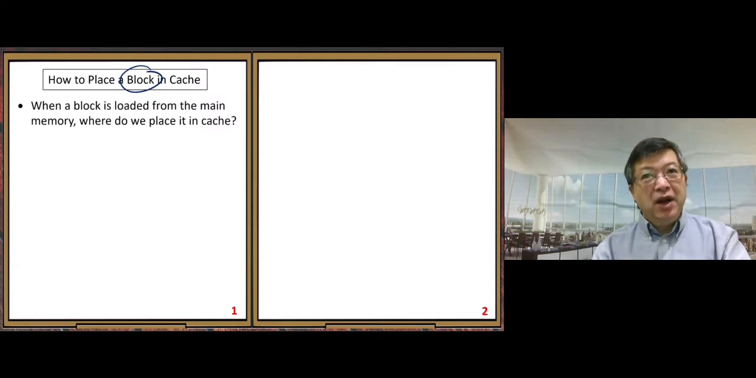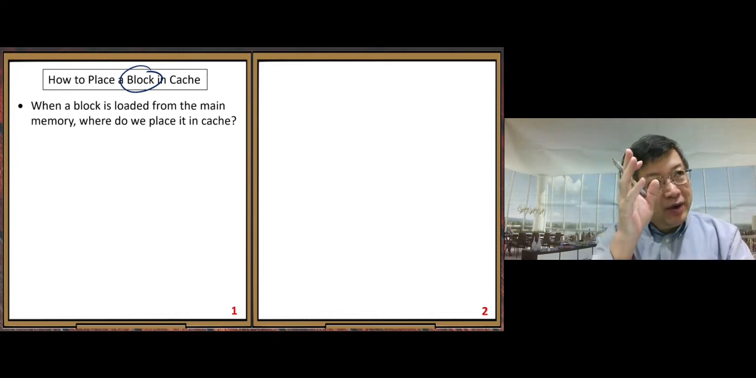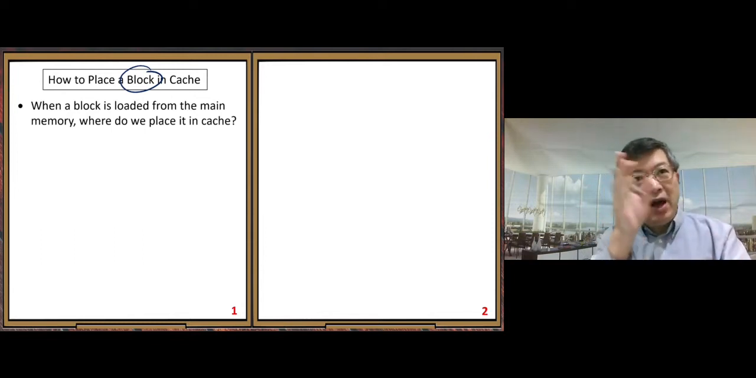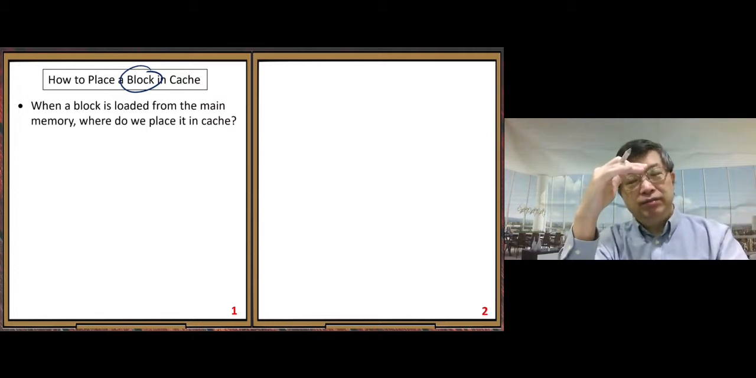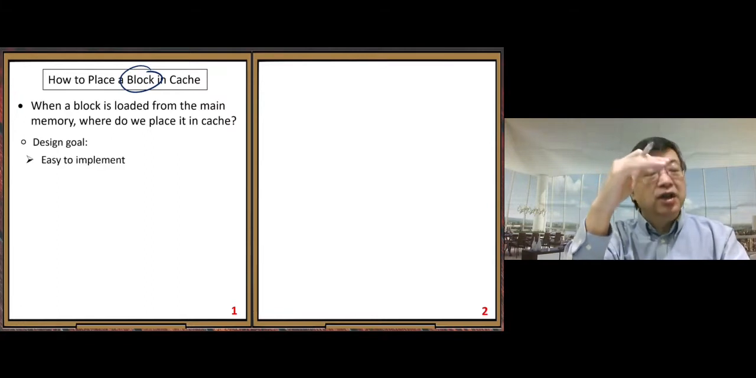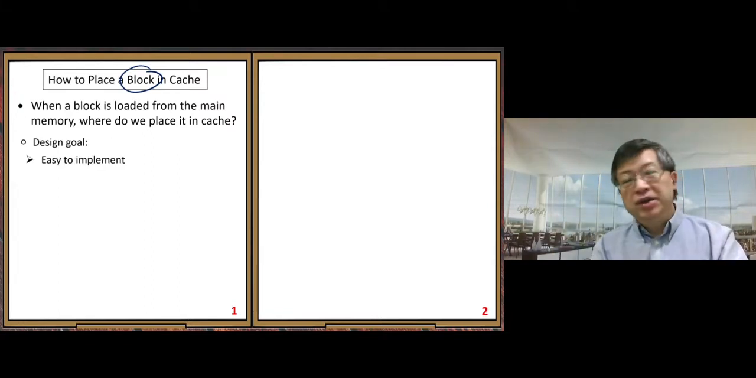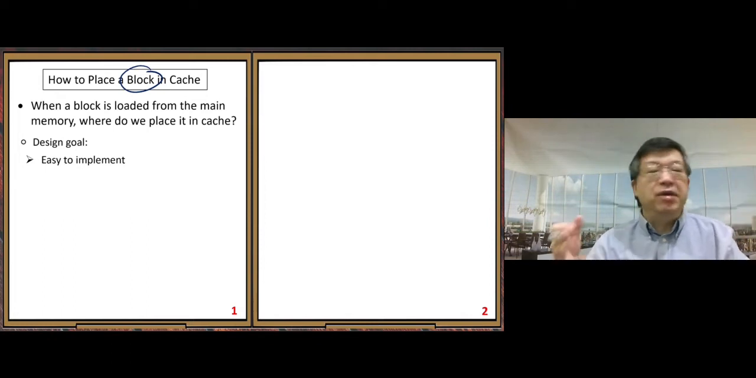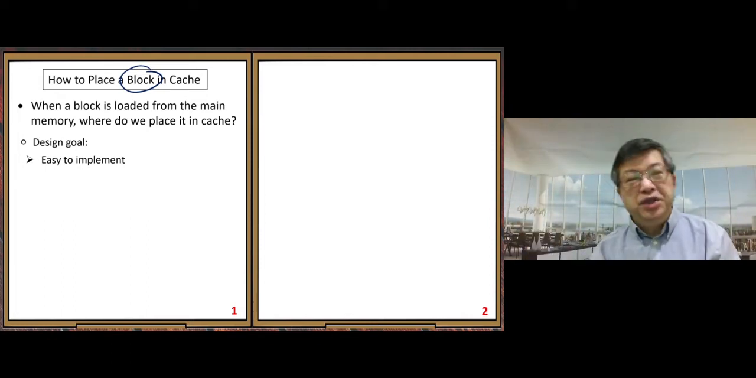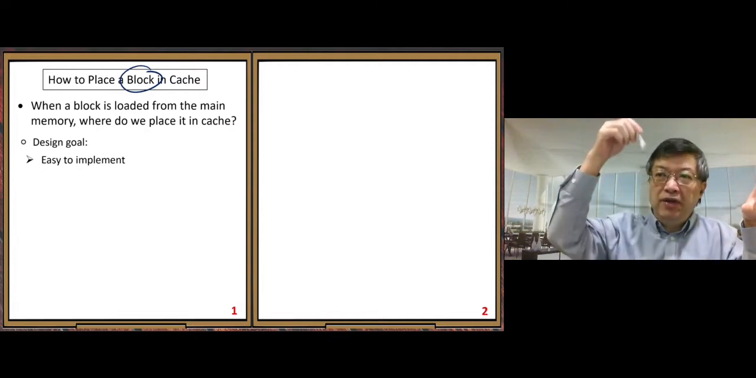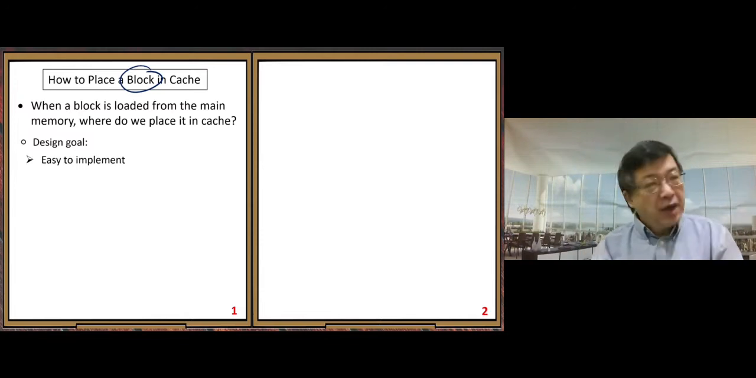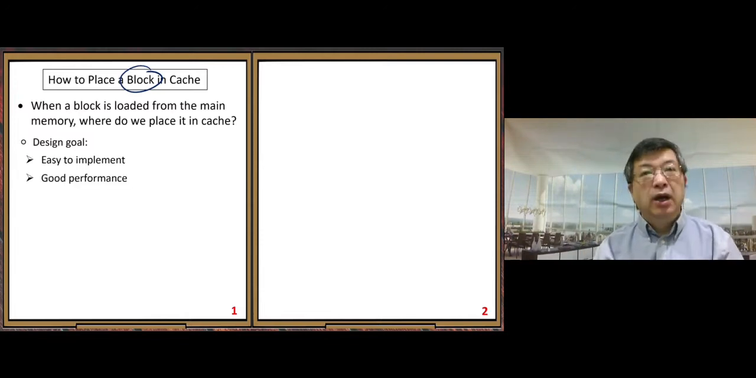When a block is loaded from main memory, this is a design question. When we answer this design question, we need to set our design goal. First, easy to implement. We don't want a method that is very complicated, where you need to do a lot of things to find a location for this block. That's not good. Second, good performance. The overall performance should be good.